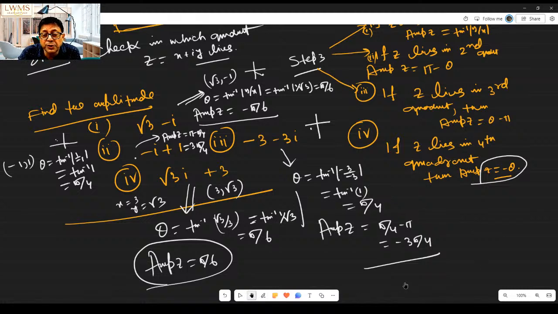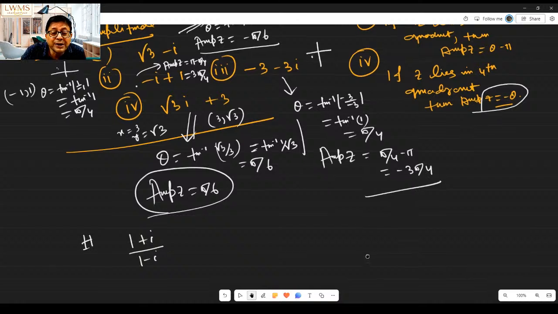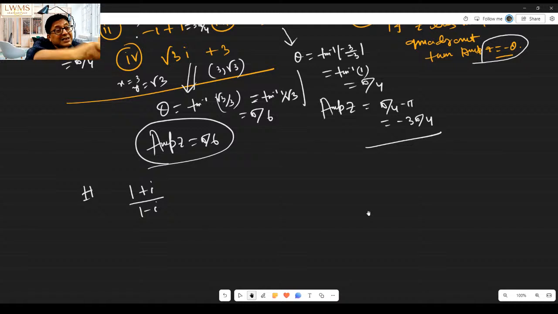But I want to show you a few more sums on it. Like suppose a problem arises in this manner. What is the modulus and amplitude of 1 plus i by 1 minus i? Okay, we can use the theorem. Theorem I am coming to later. First, let us learn how to get it by just converting into x plus i y form. How can I convert into x plus i y form? We need to multiply numerator and denominator by the conjugate complex number. What is the conjugate of this?